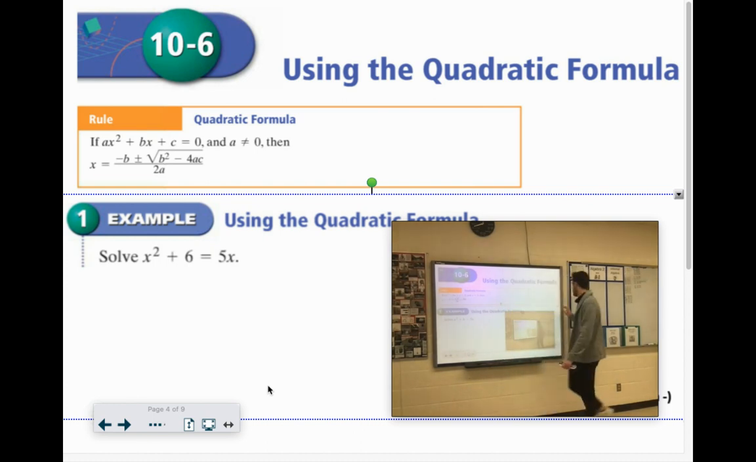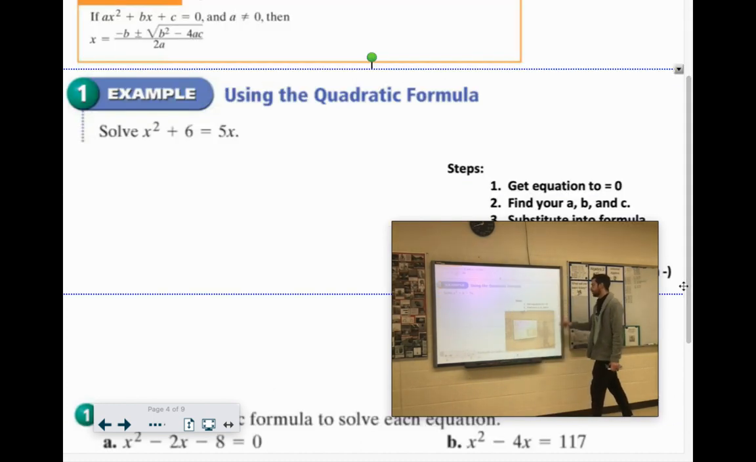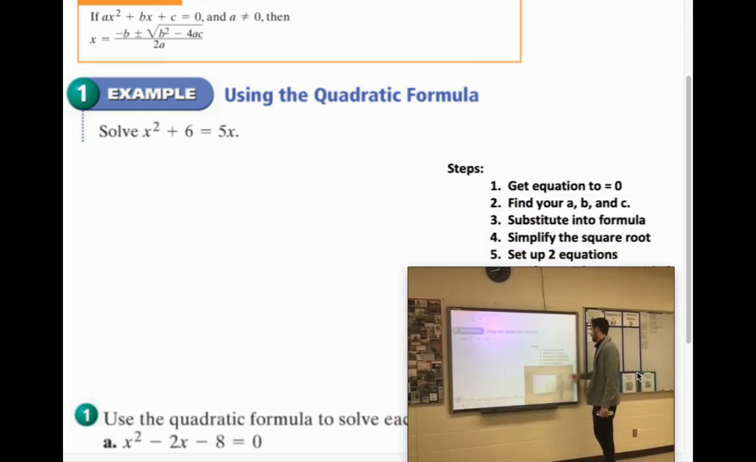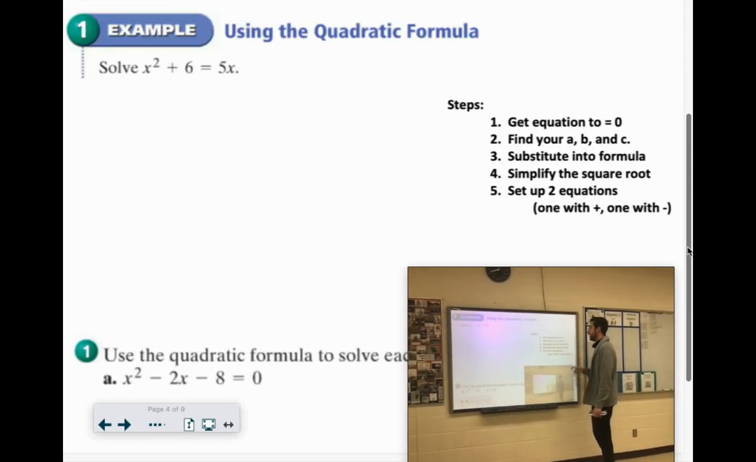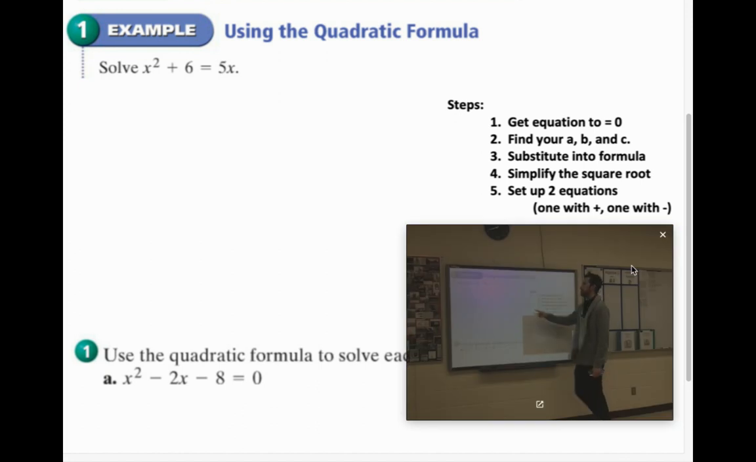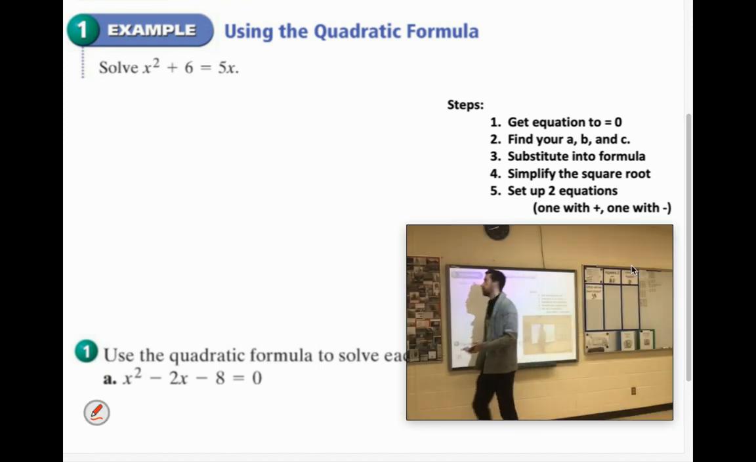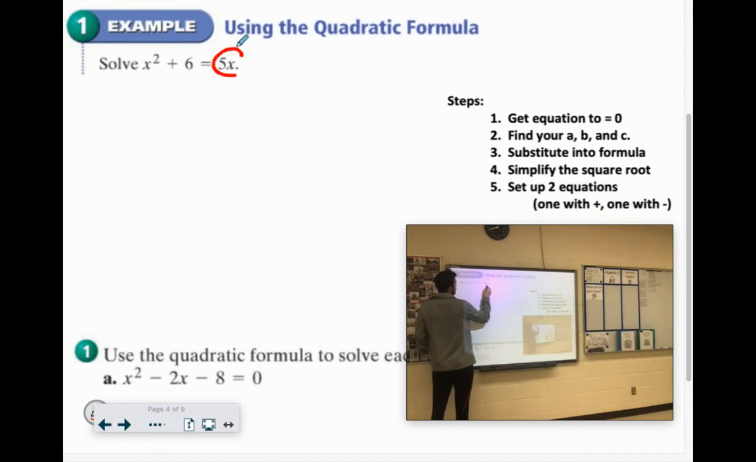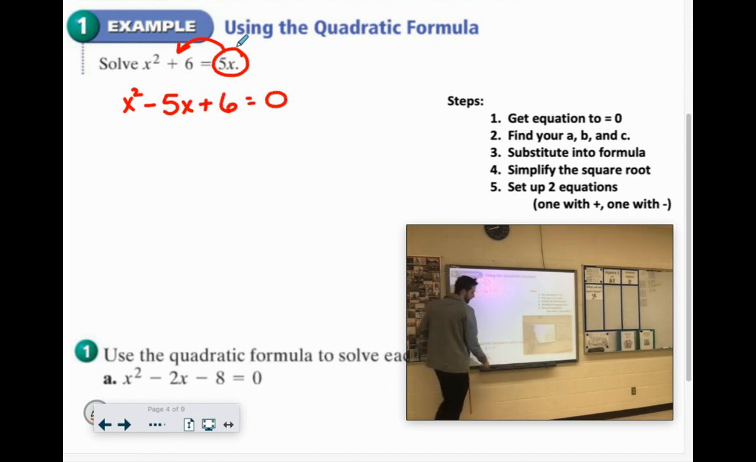So let me scooch down here and let's try one out. So let's see what I got for the steps here. Step 1, get it equal to 0. So already on this first one, we have a problem because it equals 5x. But if I want to move the 5x to the other side, I could just subtract it to get it over there. So we'd have x squared minus 5x plus 6 equals 0.